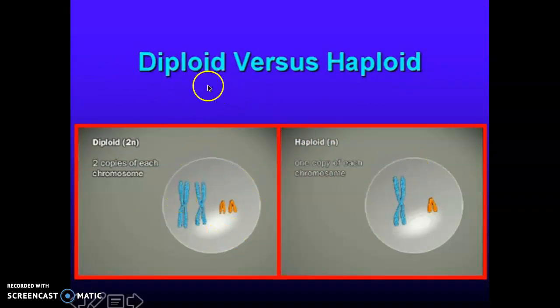is this cell haploid or diploid? If it has 2 copies of each chromosome, it's said to be diploid. So I see 2 blue chromosomes, 2 orange chromosomes. Okay, this cell is diploid. You'll also see the term 2N, which is just referring to the number of copies of chromosomes. This cell over here is haploid. It only has 1 copy of each chromosome. Don't get caught up thinking, no, wait, it has 2 chromosomes. I agree, but it has only 1 big blue one and it has 1 small orange one. So this cell would be haploid.